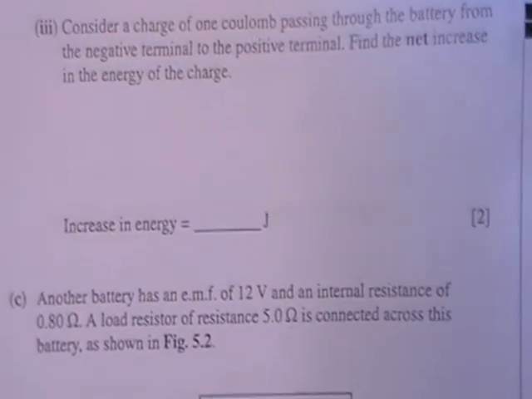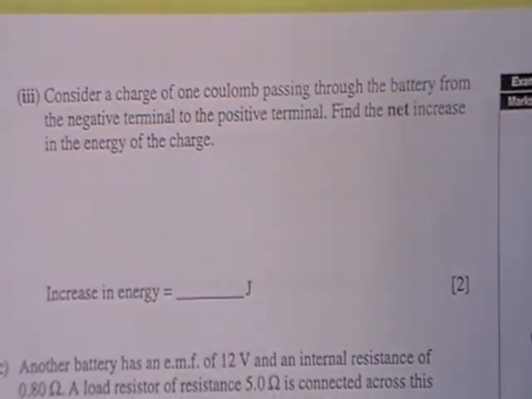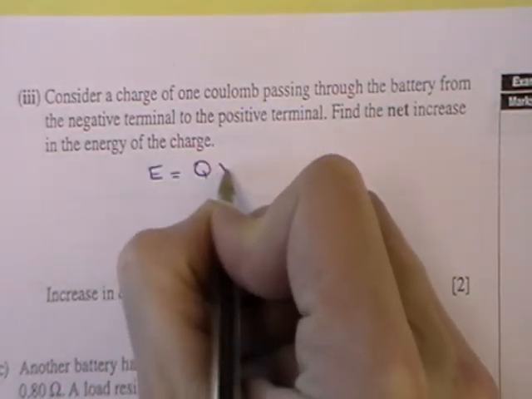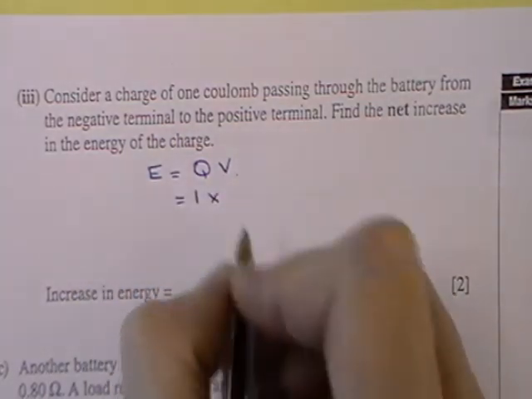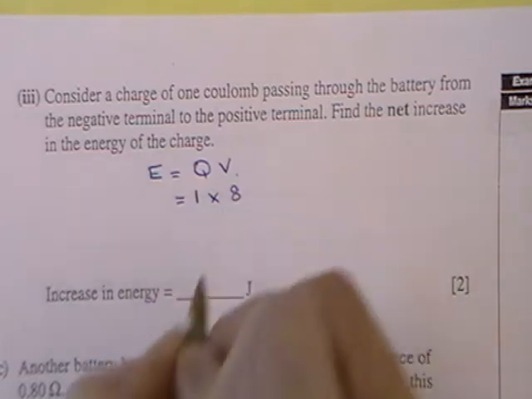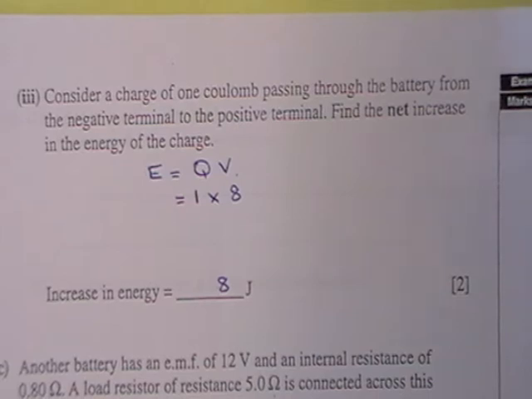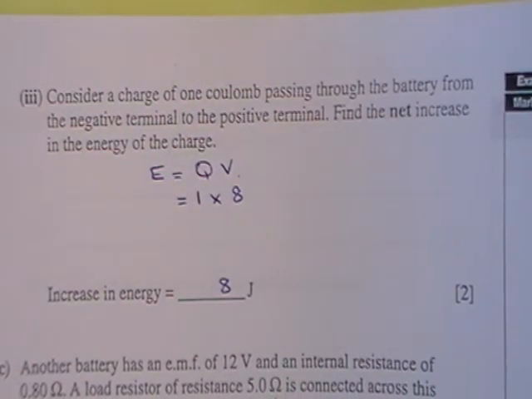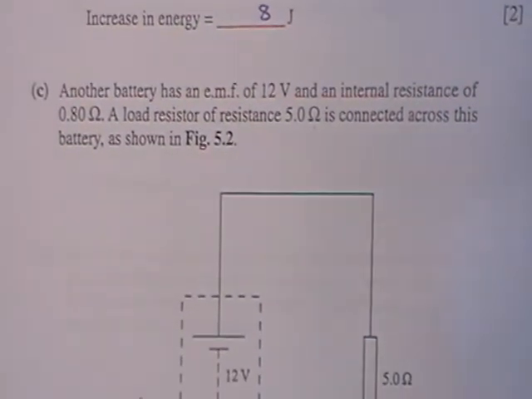So consider a charge of 1 coulomb passing through the battery from the negative terminal to the positive terminal. Find the net increase in the energy of the charge. And so E is equal to Q times V. The charge is 1 coulomb, and the PD across the battery we have worked out was 8 volts, and therefore it's going to increase in energy by 8 joules. And that's available to do something in the 4 ohm resistor then in the rest of the circuit.